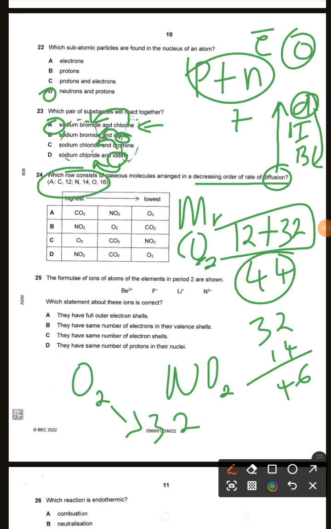Now we are told to arrange in decreasing order of rate of diffusion. Basically, the compound that has the largest MR is going to be at the end here, and the one with the smallest MR is going to be at the beginning there. So that means we're going to start with oxygen, followed by carbon dioxide, followed by nitrogen dioxide. So our answer is going to be C.